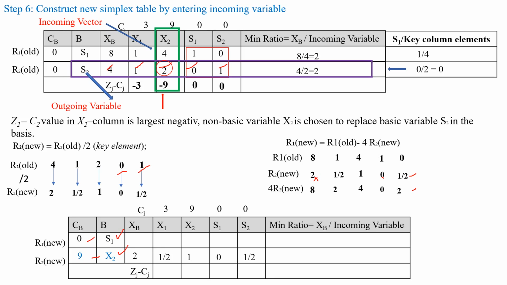Next we subtract R1 old minus 4 times the R2 new, that is 8 minus 8 is 0, 1 minus 2 is minus 1, 4 minus 4 is 0, 1 minus 0 is 1, 0 minus 2 is minus 2. Then these values have to be entered in the R1 new.